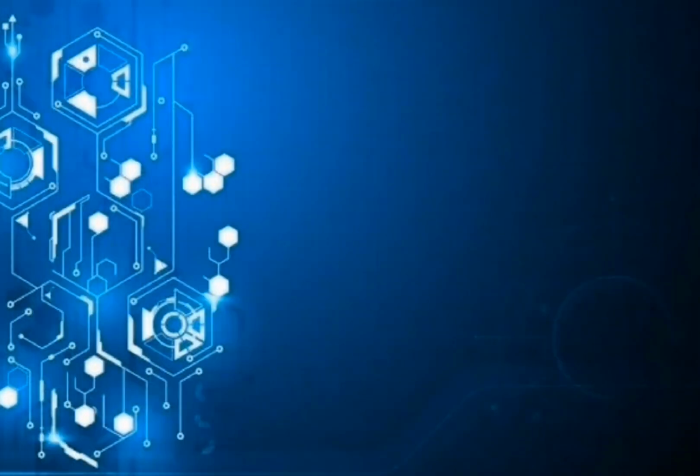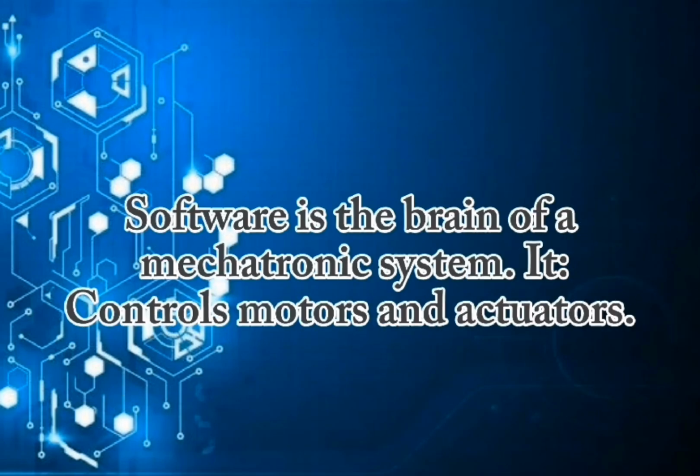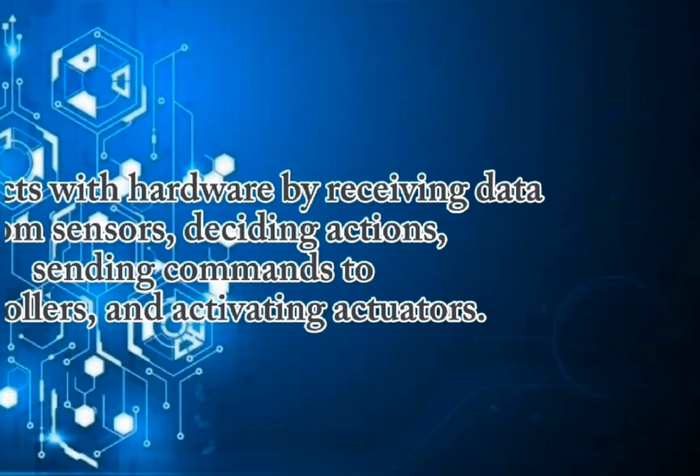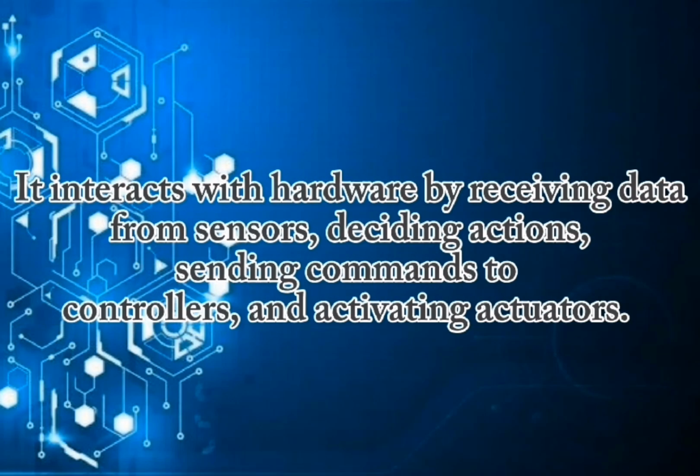Do you guys wonder what is the role of software in mechatronics and how it interacts with the hardware components? Let me explain. Software is the brain of a mechatronic system. It controls actuators, reads sensor data, and connects all components. It interacts with hardware by receiving data from sensors, deciding actions, sending commands to controllers, and activating actuators.